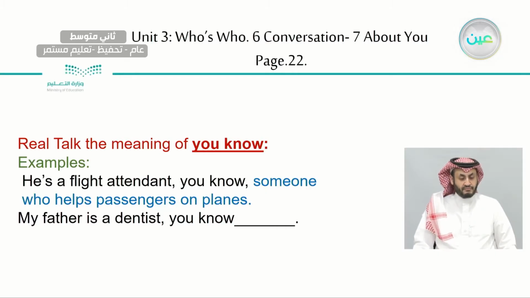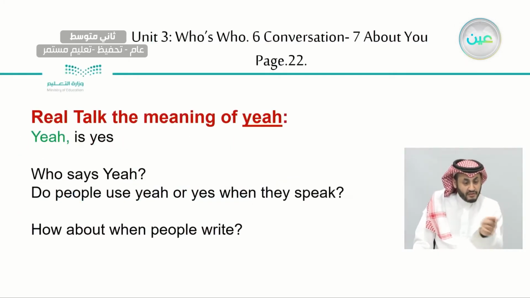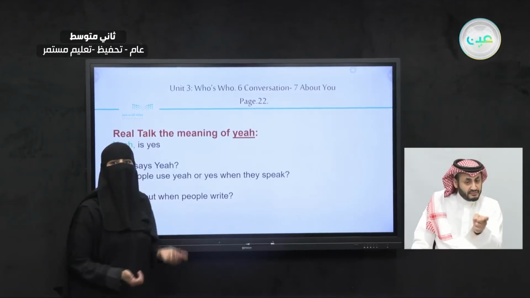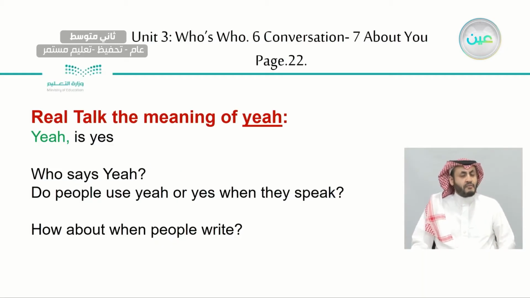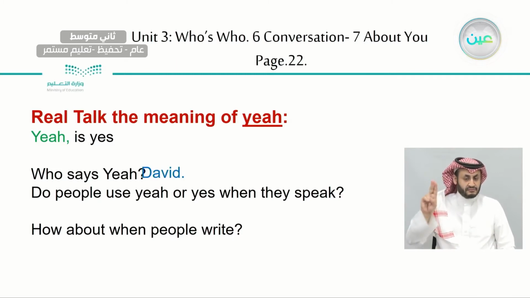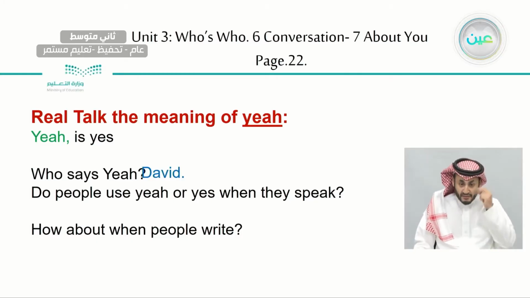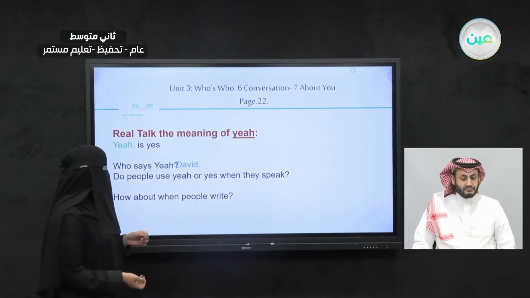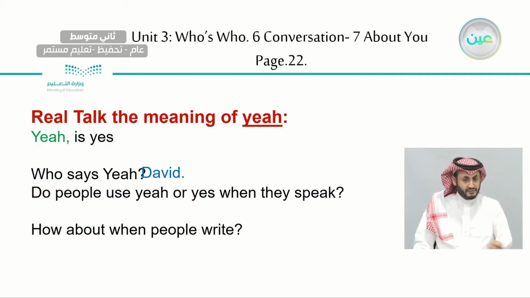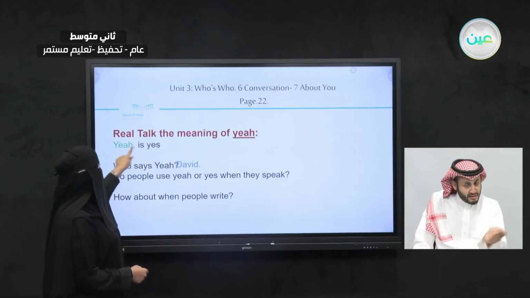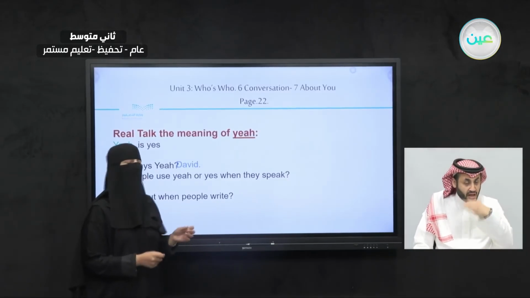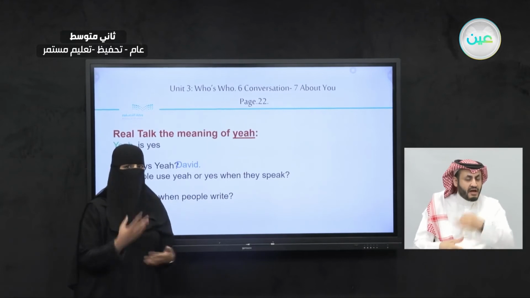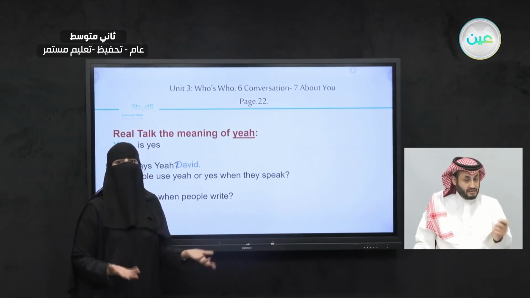Now, what about the other word we underlined in the conversation? The other word is yeah. What is the meaning of yeah? The meaning of yeah is yes. But who says yeah? David said yeah in the conversation. But do people use yeah when they speak? Yeah, we use yeah when we speak. Okay, so how about when we write? When we write, are we going to write yeah with this spelling, Y-E-A-H? No. When we write something, we will write it like this: Y-E-S. We're not going to write yeah. But when we speak in the conversation, we can use the word yeah.